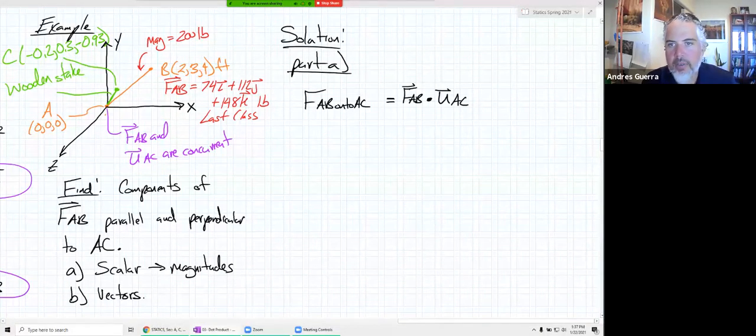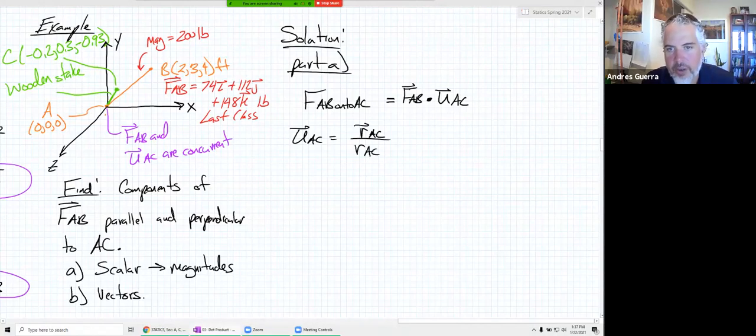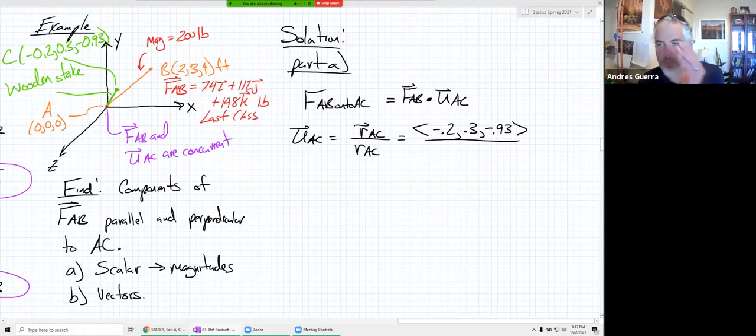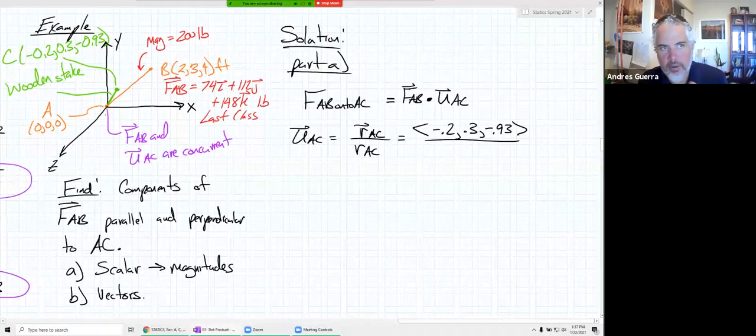We were given the force vector from A to B, right? But the unit vector from A to C we would find as the position vector from A to C divided by the magnitude of that position vector. We're going to end up with minus 0.2, 0.3, and minus 0.93 as the position vector to get from A to C. Remember, we can always say it's final minus initial. So it'd be minus 0.2 minus 0, 0.3 minus 0, minus 0.93 minus 0.